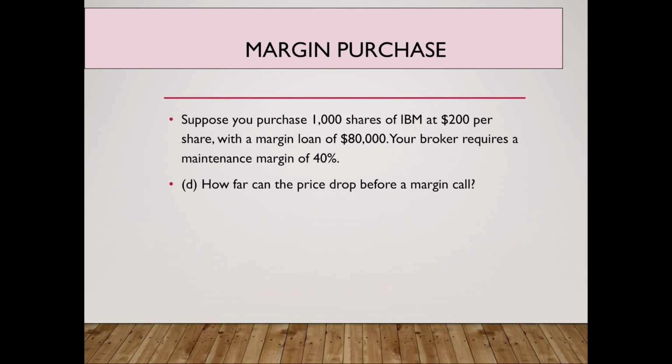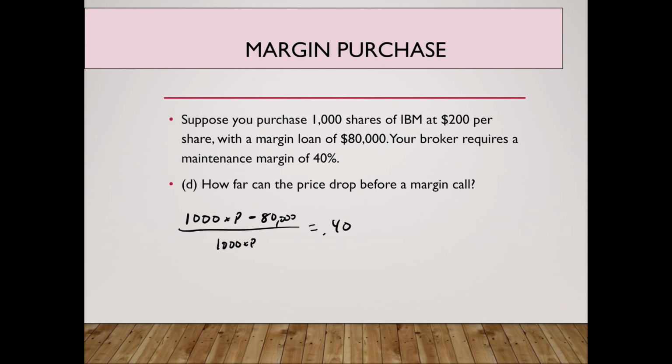Now, continuing on, how far can the price drop before I get a margin call? In the previous problem, it dropped down to $120, and I received a margin call. How far could it drop without me actually receiving a margin call? So what we're doing here now is solving for the P part. So it's 1,000 shares times what price minus the $80,000 loan divided by the 1,000 times the price equals 0.4.